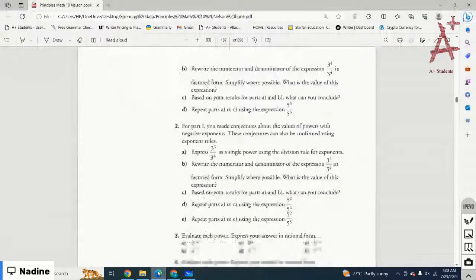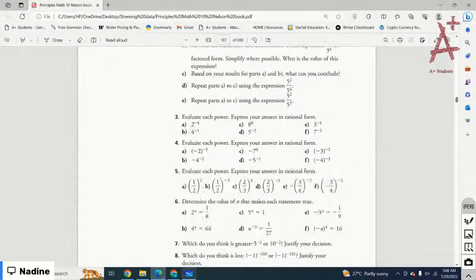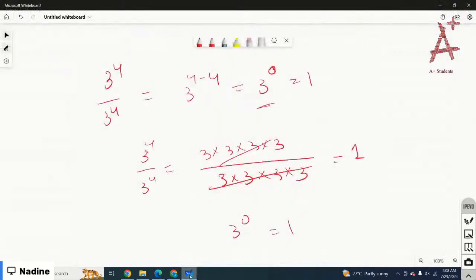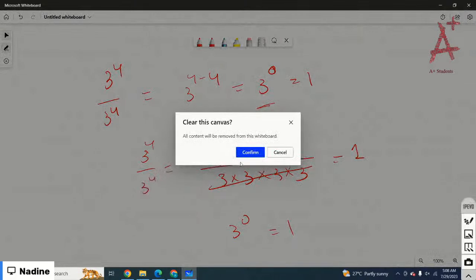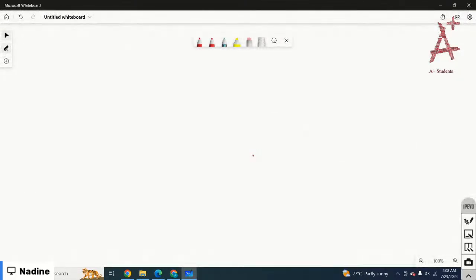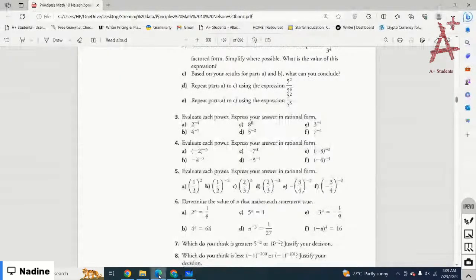Let's just start with question number 3. Evaluate each power, express your answer in rational form. 2 exponent negative 4. First of all, let me read the question, what we have to do. Evaluate each power, express your answer in rational form. Okay.